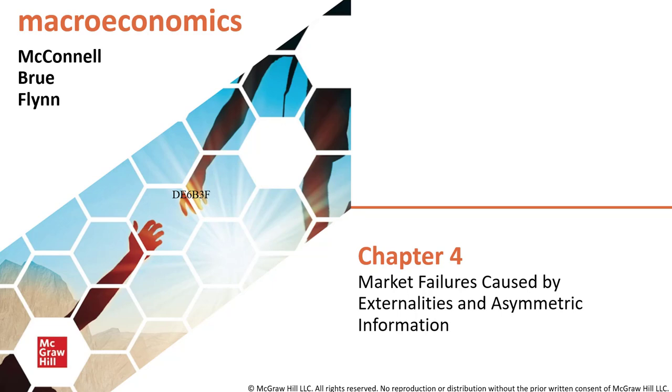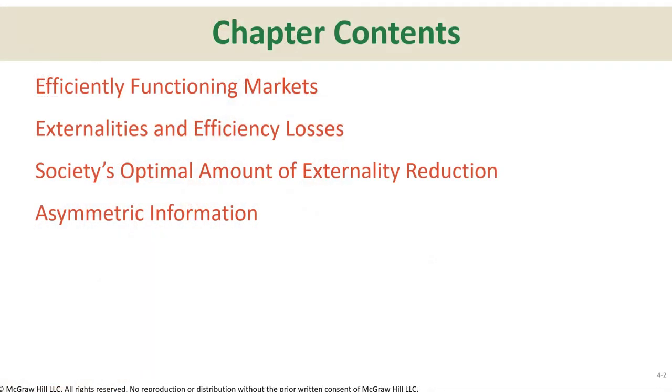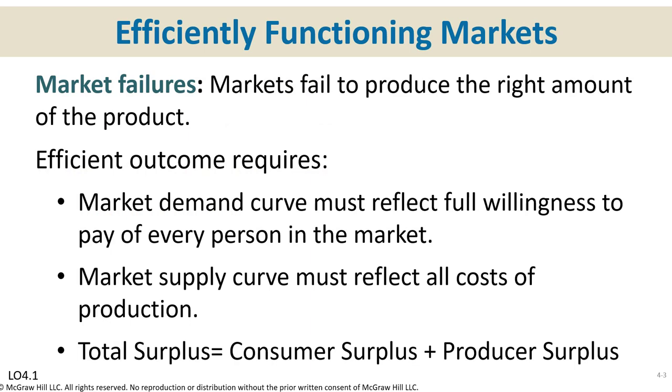Market failures caused by externalities and asymmetric information. Talking about efficiencies, externalities, efficiencies that are lost. Society's optimal amount of externality reduction. Again, there is an externality that just costs too much one way or the other. And asymmetric information. We'll get into that in a minute. Inefficiencies in the marketplace. What do we mean by that? When you are producing too much or you're not producing enough of something.